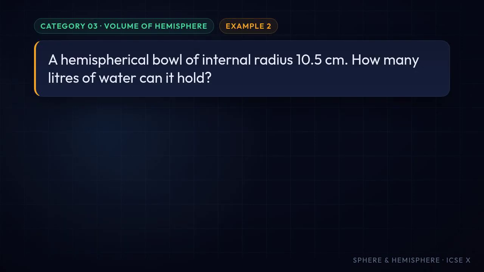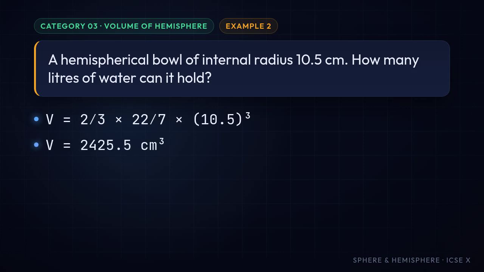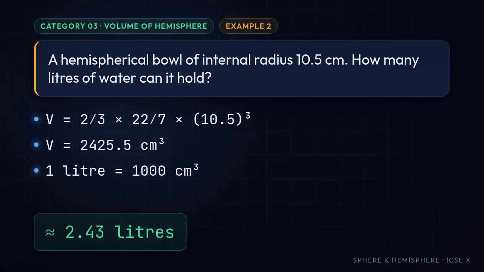Example 2. A hemispherical bowl has an internal radius of 10.5 centimeters. Find how many liters of water it can hold. Volume equals 2 by 3 times 22 by 7 times 10.5 cubed, which is 2,425.5 cubic centimeters. Dividing by 1,000, the bowl holds about 2.43 liters.